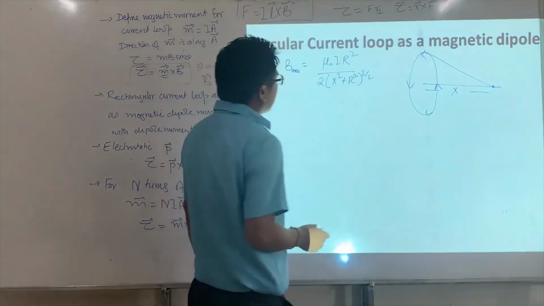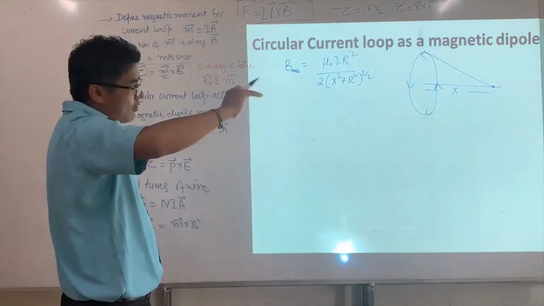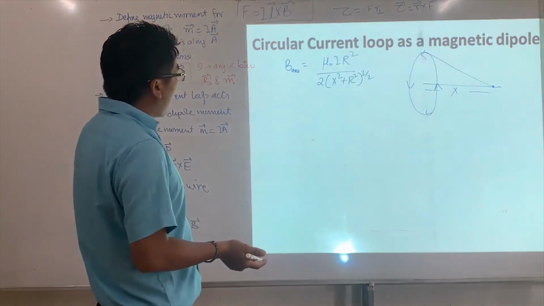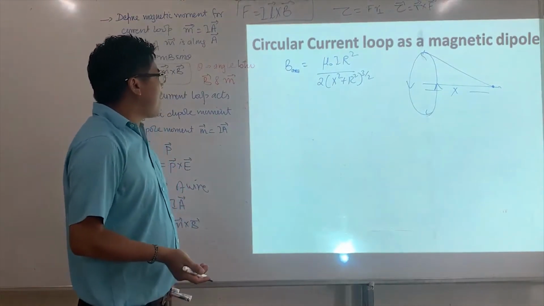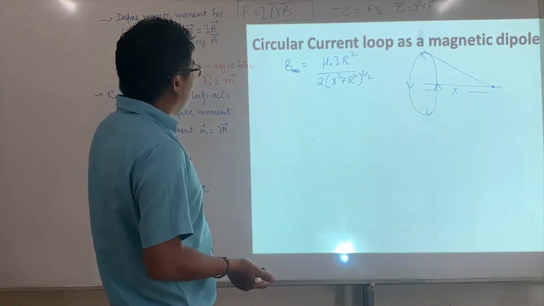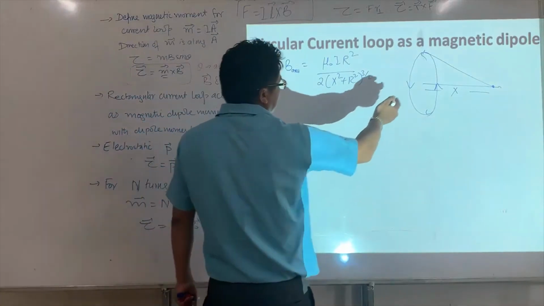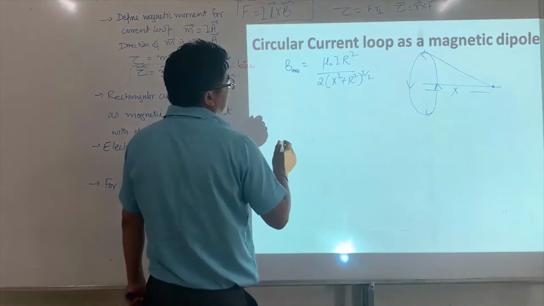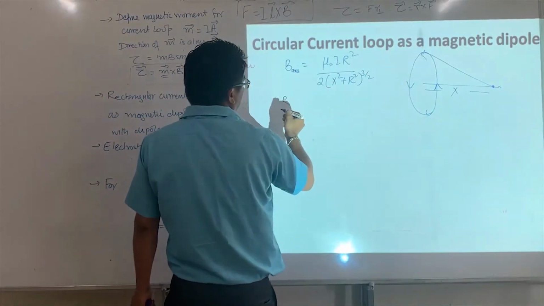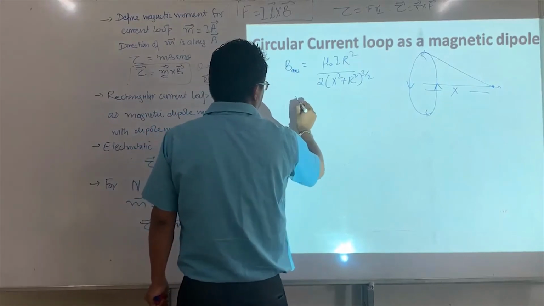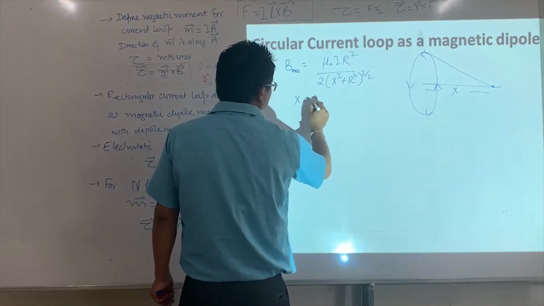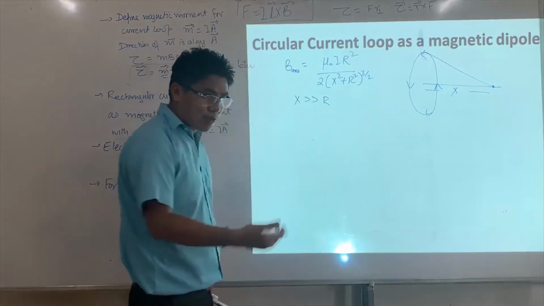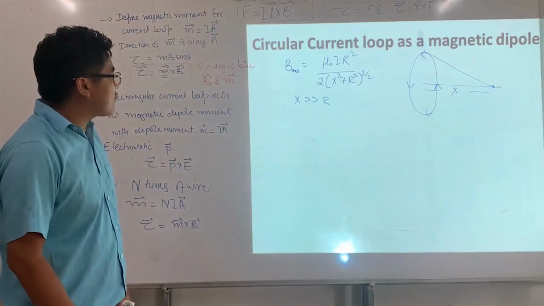This is what we have done. So that magnetic field is only along the axis. Now let's say at the center, first, x, the distance from the center, is very big compared to R. R is the radius of the circular current loop.